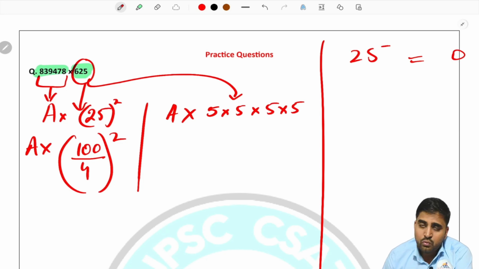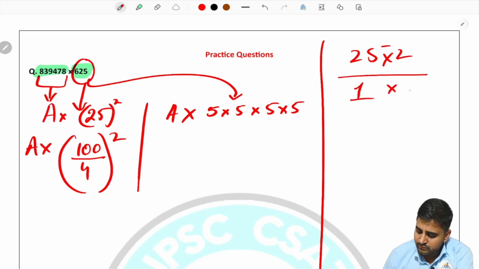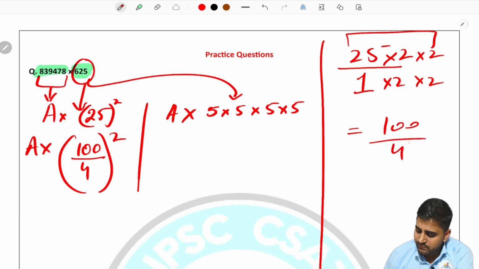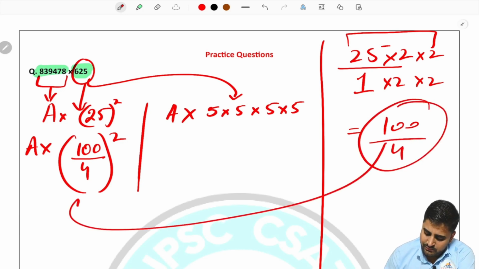What is the closest thing I can do? Multiply it by 2, divide it by 2. See, if any number does not have anything in the denominator, it's always 1. I want to make it 100 here. Then what do I do? Multiply by 2, it became 50. Then again multiply by 2, it became 100. So what do we get? 100 by 4. That's what I have written here.